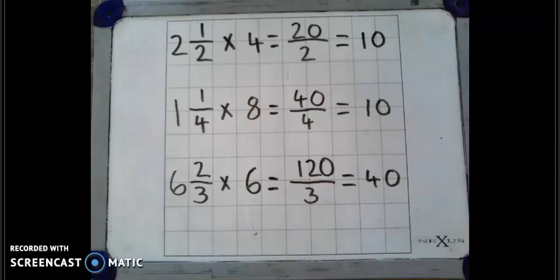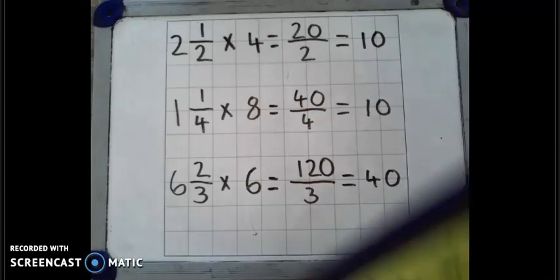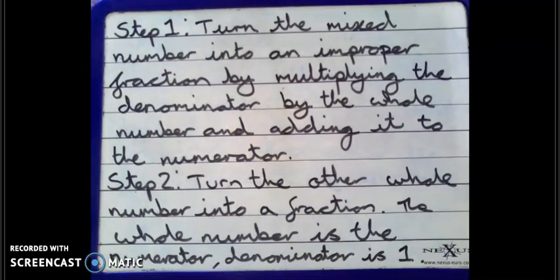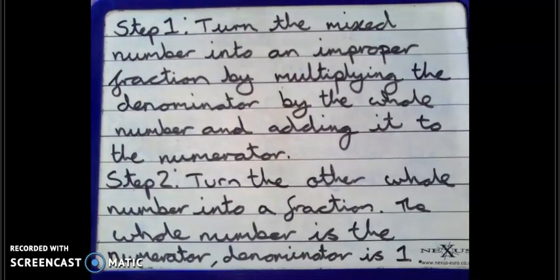Let's go through those steps one last time. To multiply a mixed number by a whole number, we first need to turn the mixed number into an improper fraction by multiplying the denominator by the whole number and then adding it to the numerator. Step 2. Turn the other whole number into a fraction. The whole number will become the numerator, the denominator will always be 1.